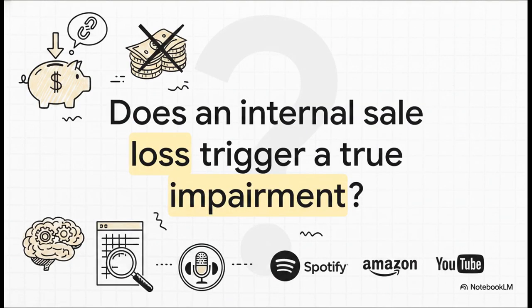I'm going to leave you with a question to really chew on. If your subsidiary sells an asset internally at a loss, how confident are you that your finance team caught the underlying impairment trigger? It's the kind of question that definitely keeps auditors awake at night.